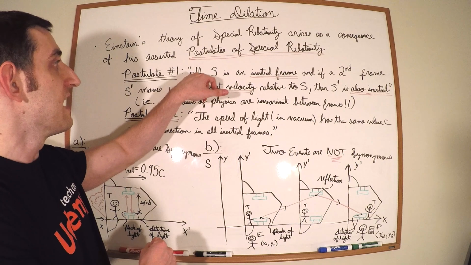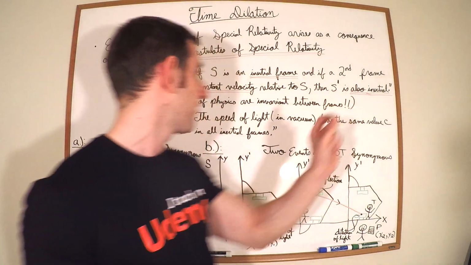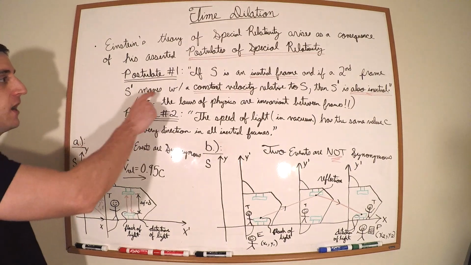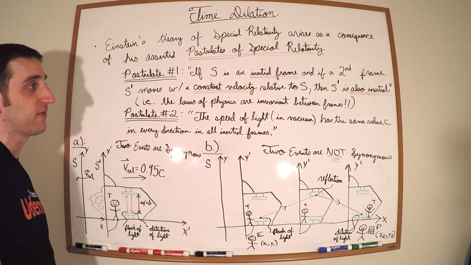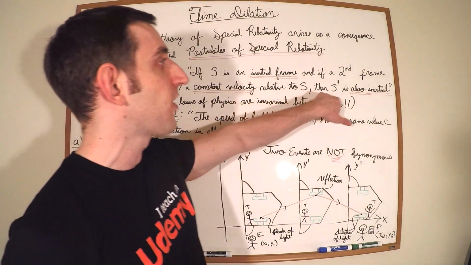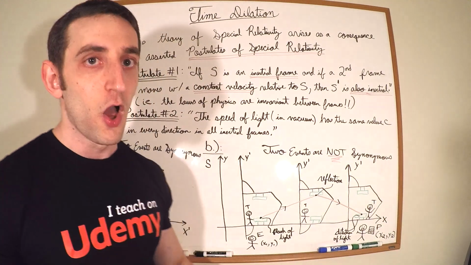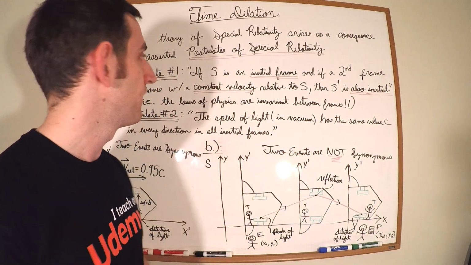So again, this is if a reference frame S is an inertial frame, and if a second frame, S prime, moves with a constant velocity, key word here, constant velocity for special relativity, relative to the original frame S, then S prime is also inertial. What in the world does that mean? You probably read that and you're like, woo, I have no idea what that's talking about.